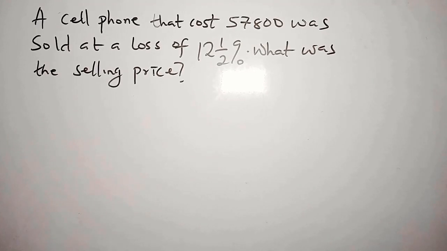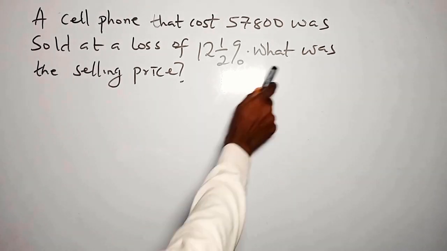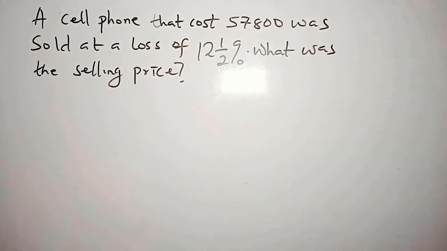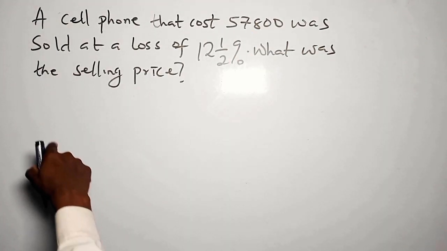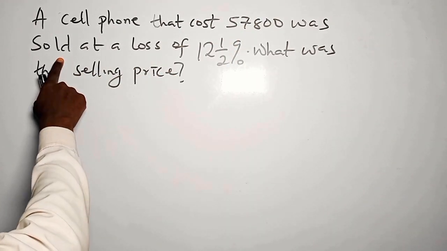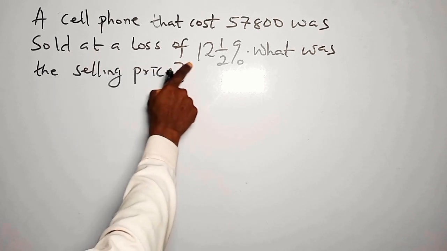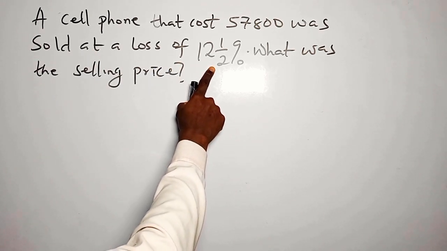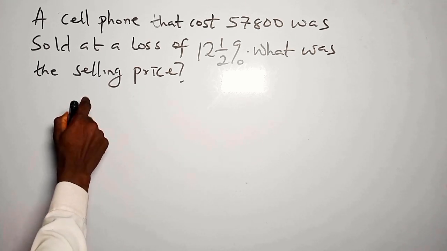The question says a cell phone that cost 57,800 was sold at a loss of 12.5%. What was the selling price? So the cost price of the cell phone is 57,800 and we aren't given the information for the selling price, but it's sold at a loss of 12.5%. What is the selling price? So how do we do this?